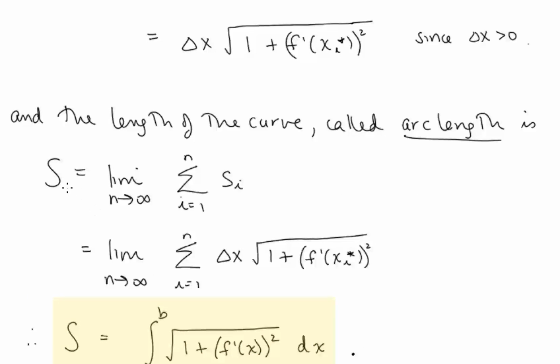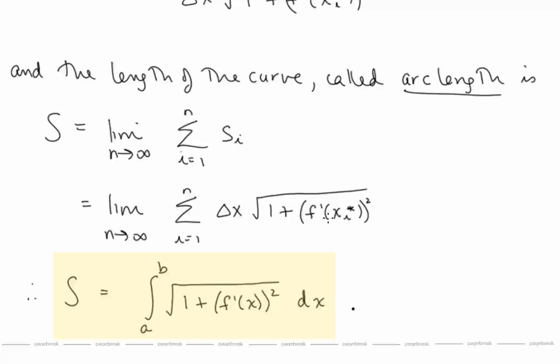And so the length of our curve is the limit as n goes to infinity of the summation of the s_i, or the summation that we have here. And since f prime is continuous, we know this limit is going to be this definite integral. So we have the length of the curve, or arc length we call it, is the integral from a to b, radical 1 plus f prime of x squared.